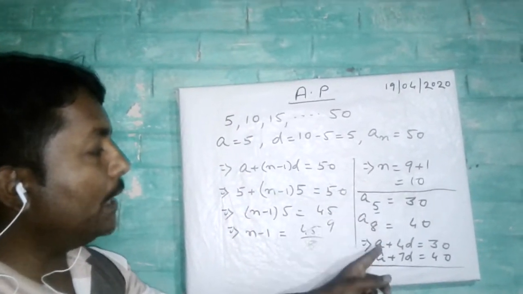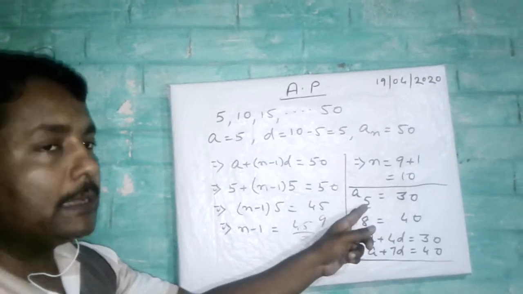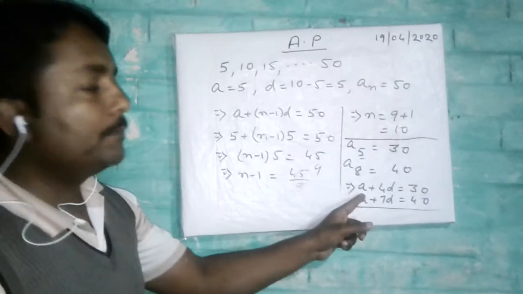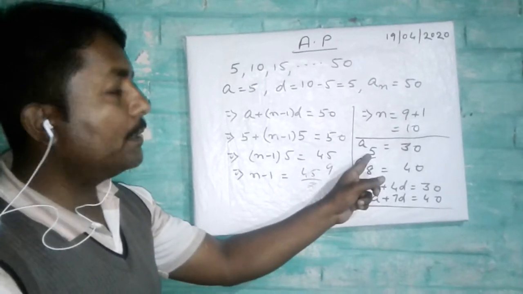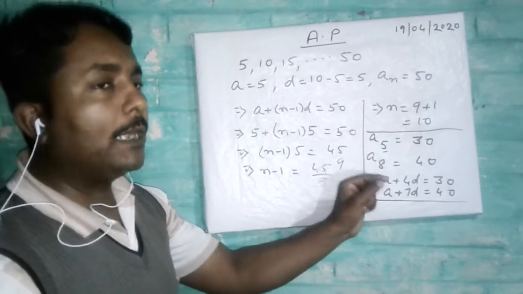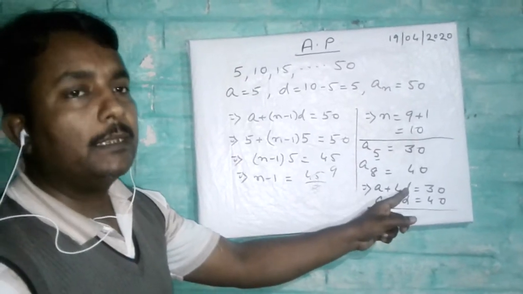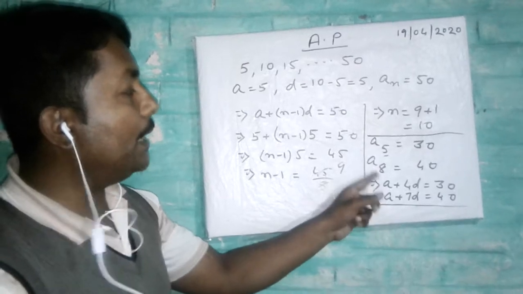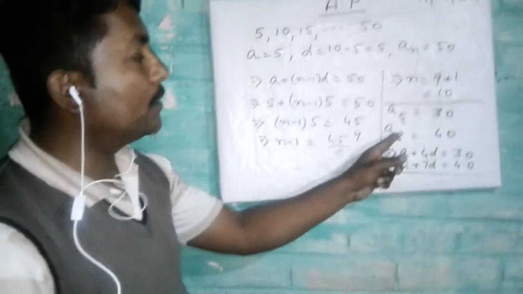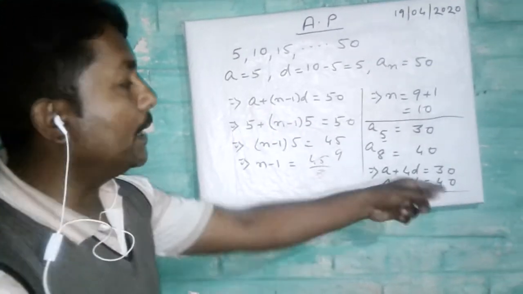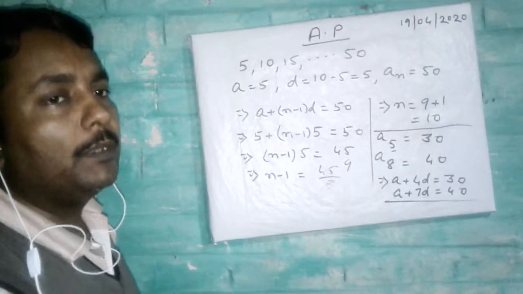Again you see how we got a plus 4d. Here a5 is given. In a very simple manner, just remember that we have to write a plus, whatever the value given, just write 1 less, that is 5 minus 1 is 4, and with that you write d. In the same manner, for a8, it will be a plus 1 less, 1 less is 7, with that you write d. Now by solving these two, we will get the value of a and d.